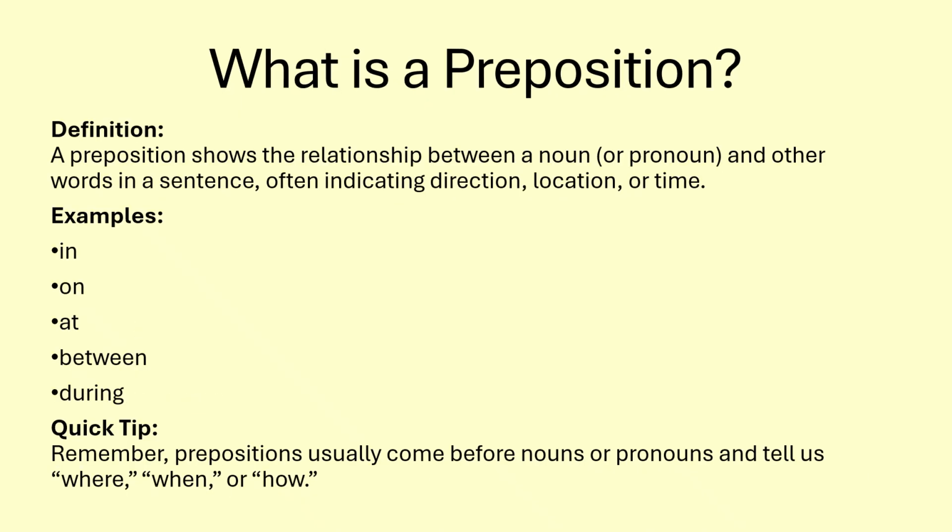A preposition then, what is a preposition? A preposition can help add details about where something happens. An example would be on the table. So on is the preposition, and that tells us where the thing is. It can also tell us when it happens. So during the movie, during is the preposition, and it tells us when something is happening. It can also tell us how things relate, so between friends. Between is the preposition, and it's telling us how things relate.